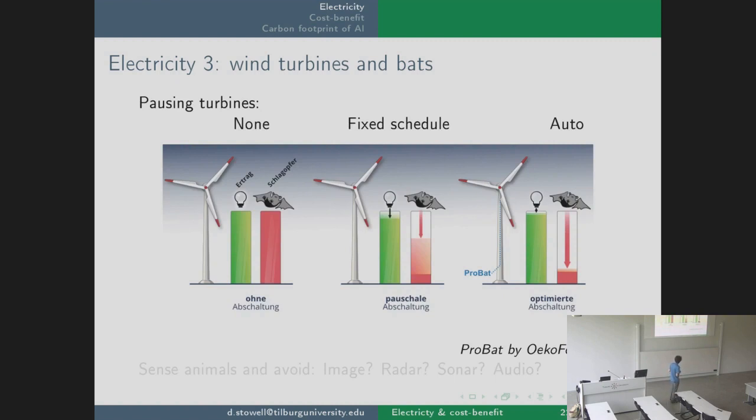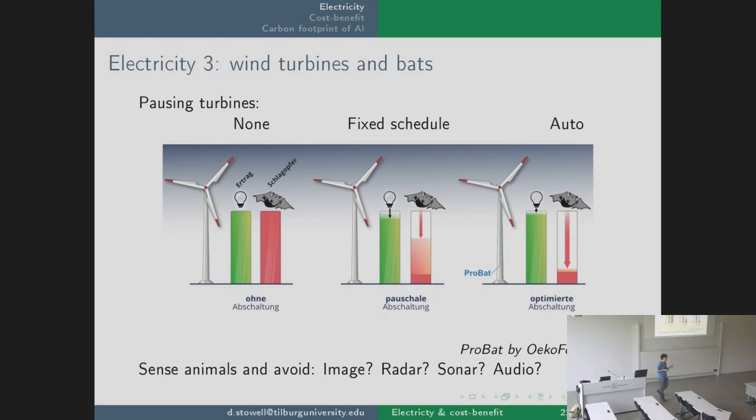We have some labels in German here, but if we don't pause the turbines at all, then we're going to generate as much energy as we like, or at least the maximum that we can, and whatever the level of mortality for bats passing through, it's full blast. What is very common is to have a fixed schedule. So at a particular time of night, we stop the turbines, we get a little bit less electricity generation, but the mortality decreases. If we can do it automatically, then we can get even more mortality decreasing. We can really avoid the bat and bird collisions. And if we do it well, then it doesn't lead to any less energy. So, of course, this is better than the fixed schedule.